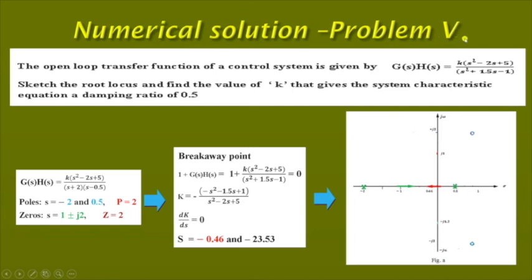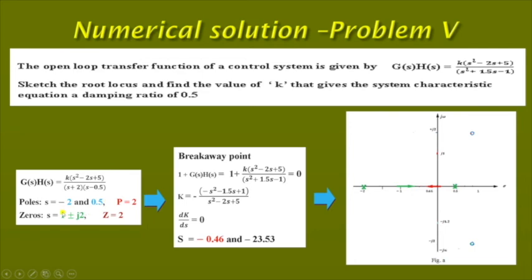Numerical problem 5. The open loop transfer function of a control system is given by G(s)H(s) equal to k times s squared minus 2s plus 5 divided by s squared plus 1.5s minus 1. Sketch the root locus and find the value of k that gives the system characteristic equation a damping ratio of 0.5. Then find the poles.